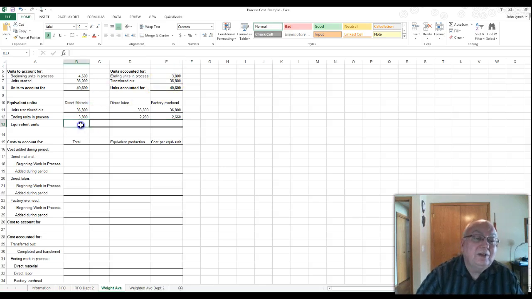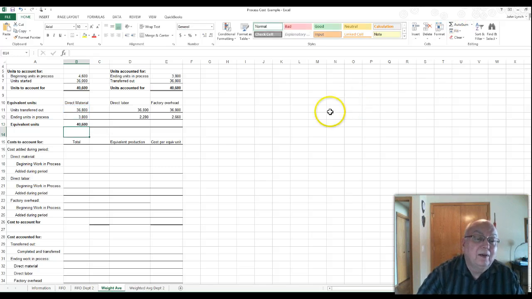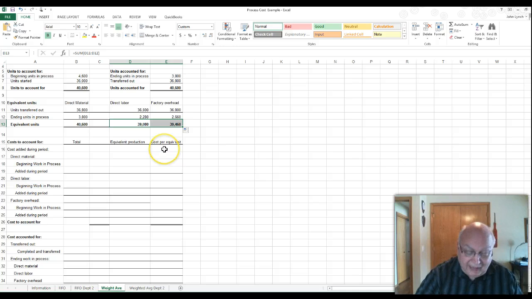Now you notice those should have equaled the same numbers that you had on the FIFO method for the weighted, for the ending inventories. So we get 39,080 and 39,460. So this is a little different.